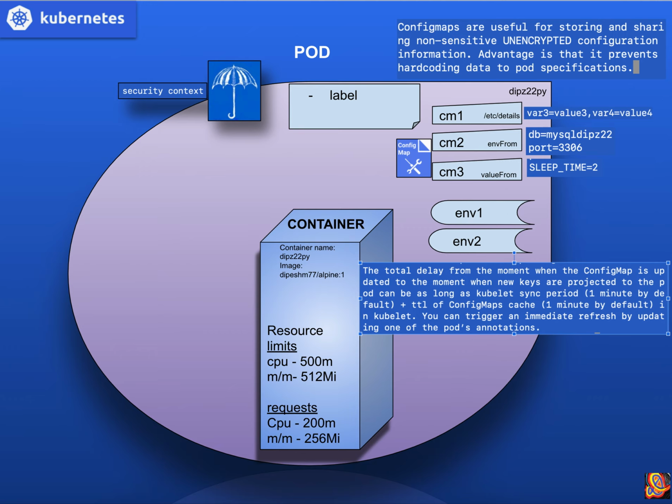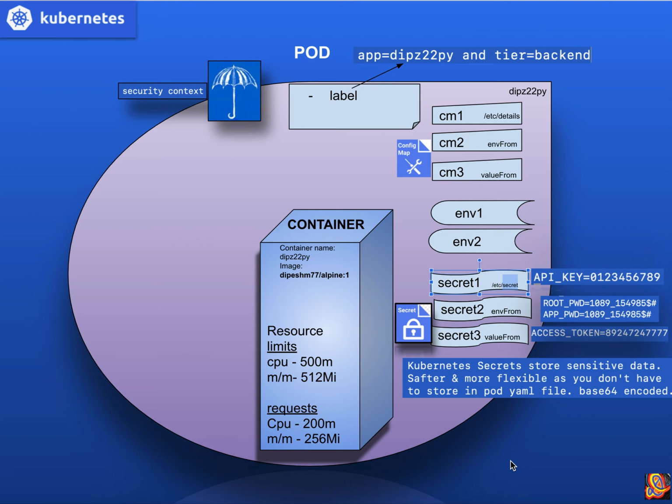So we move on to the next topic, which is secrets. So we already have config maps. So what are secrets? Why do we need secrets? That is because secrets help to store sensitive data.